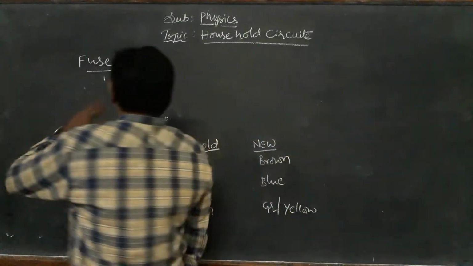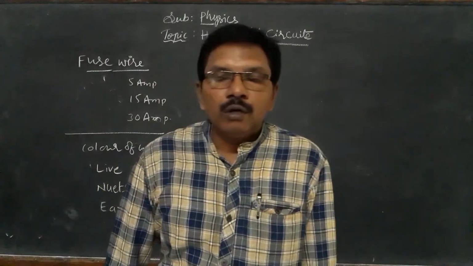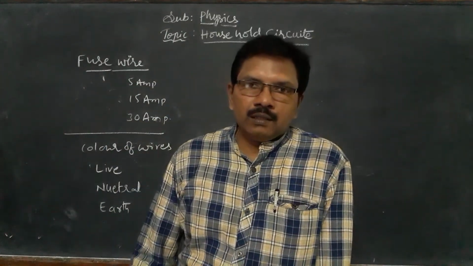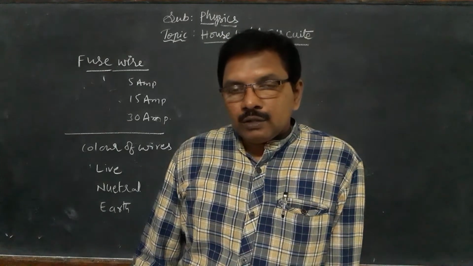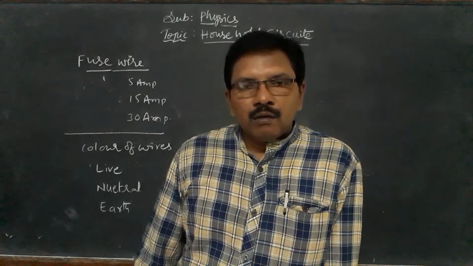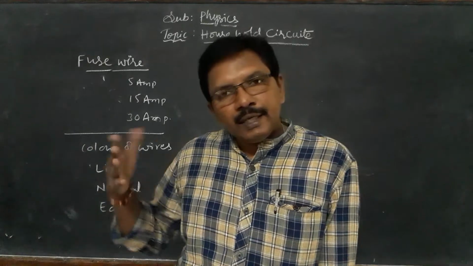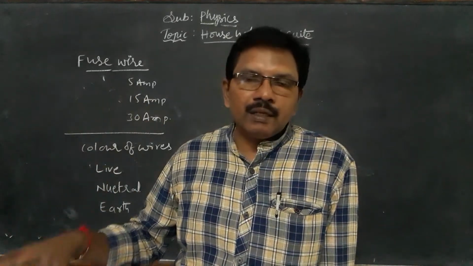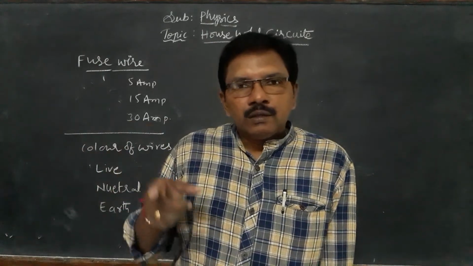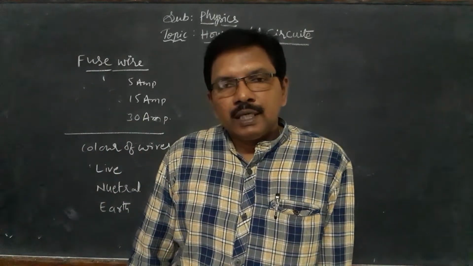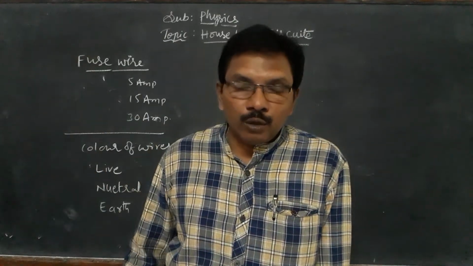Here, see fuse wire. I already explained fuse wire. Fuse wire should have a low melting point, and it should be thin. Why? For any damage, wrong connection, or overload in the house, the circuit gets heated, and then the current should stop in the beginning itself. Only then can we protect our circuit in the home.